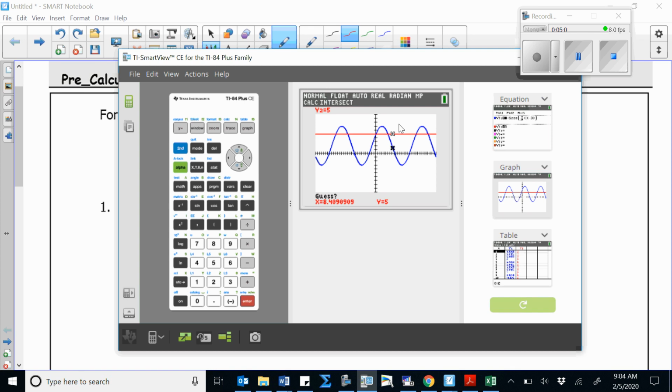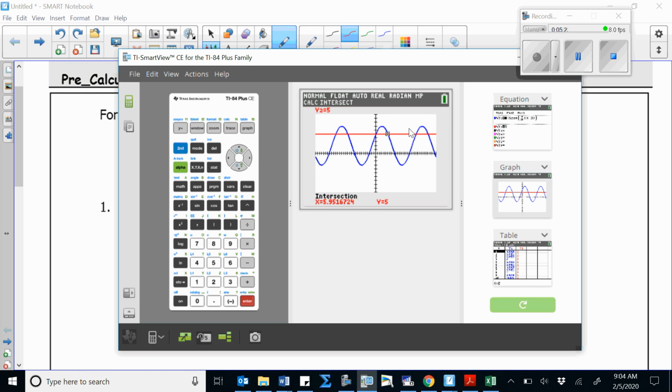So I need to move my cursor on top of the point, which is the intersect of these two. So I'm going to move that here and stay on top of that point. Then enter. So the first one is 5.951. This is the first intersect point.